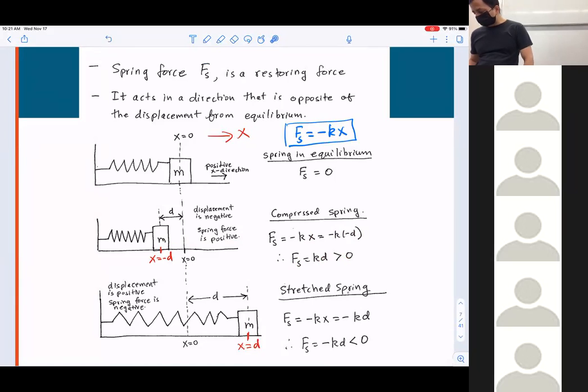Similarly, if I look at the stretched spring here, in this case, the x is plus d. So then I end up with minus k times d, and minus k times d is negative. And that's simply saying that the force here being negative means that it's pointing in the negative x direction. It's pulling towards the equilibrium position. Any questions on that?